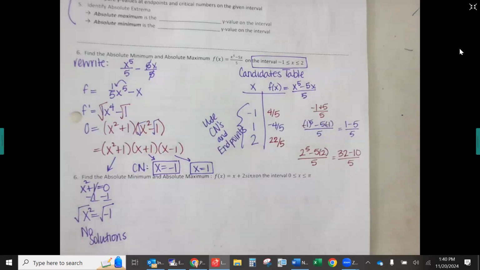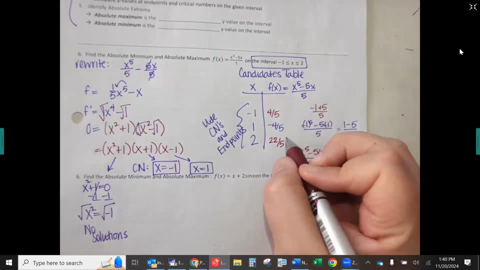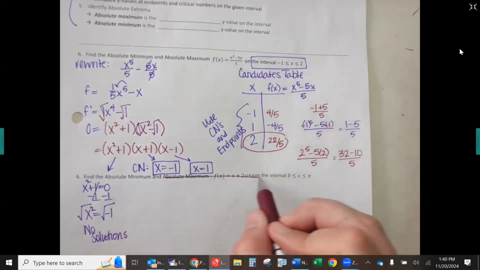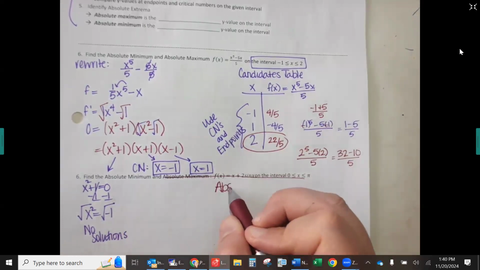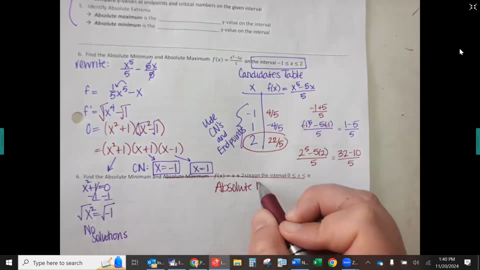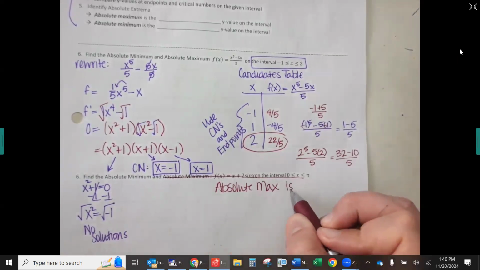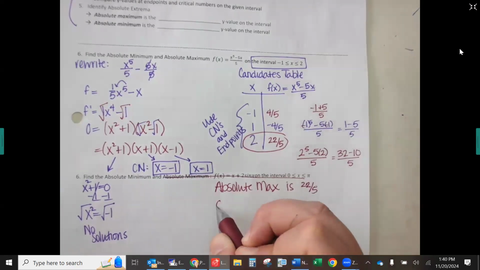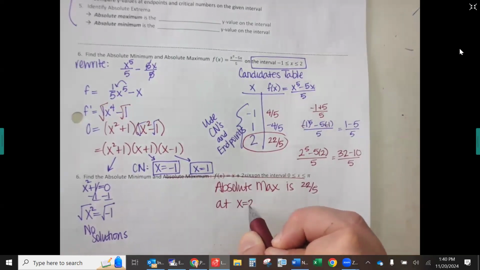is whatever the biggest number is out of my options. Okay, and then the smallest number would be your min. So what is my absolute max? 22 over 5. Very good. So I'm going to write down here, we're not going to do this one. Okay, the absolute max is 22 over 5. And it occurs at x equals 2.